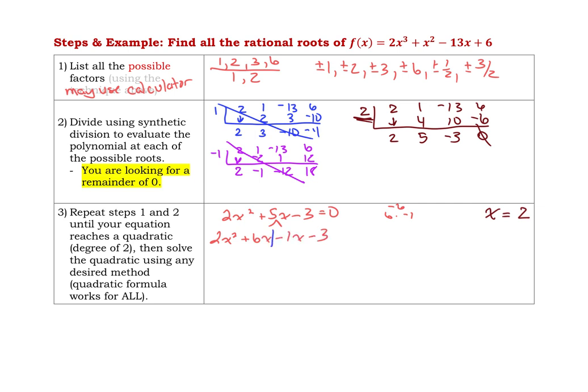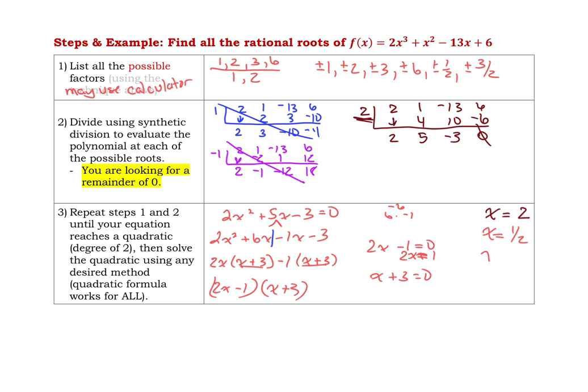Factor by grouping. The first two have a 2x in common, leaves me x plus 3. Bring out that negative 1, and now that is x plus 3. We did it right. So I have 2x minus 1, x plus 3. So now I take those factors and solve them. This becomes 2x equals 1, so x equals 1/2. This is x equals negative 3. I have a degree of 3. I found 3 solutions.